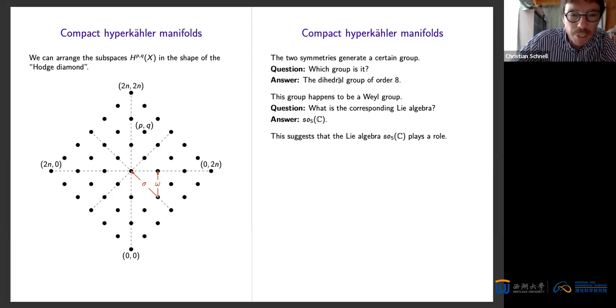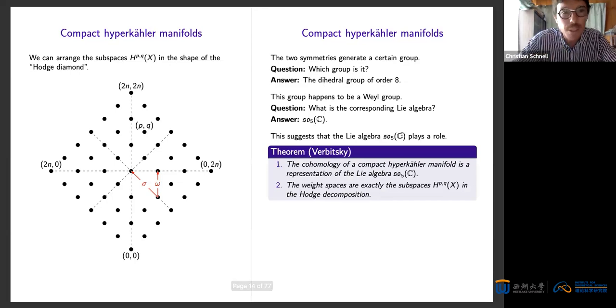So of course this could be somewhat of an accident among small numbers, right? Like this dihedral group is the Weil group of this particular Lie algebra, but maybe it's an accident, but actually it's not an accident. So the Lie algebra SO5 really plays a role here. And this is because there's a theorem by Verbitsky, which says if you have the cohomology of a compact hyperkähler manifold, like this is the thing we're looking at in this Hodge diamond, then this cohomology is actually a representation of the Lie algebra SO5 always.